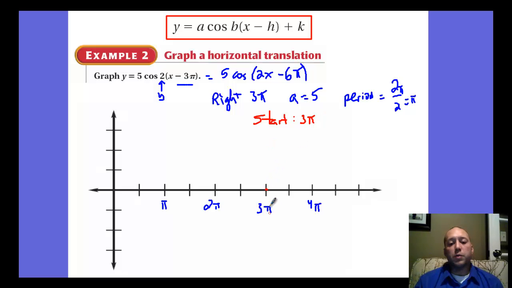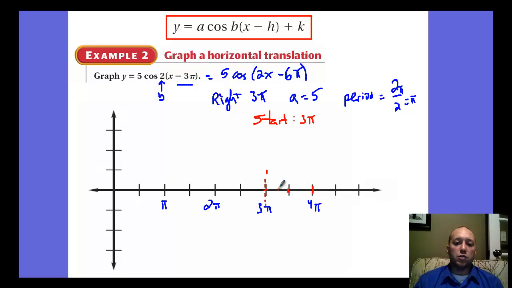We've not been moved up or down at all. There's no k value, so we don't need to move the x-axis up or down. We're going to start here. This is kind of like a new y-axis. If you need to, draw an imaginary dotted line here, so you see what the new y-axis is like. And so then our period is pi, so this would be pi away.